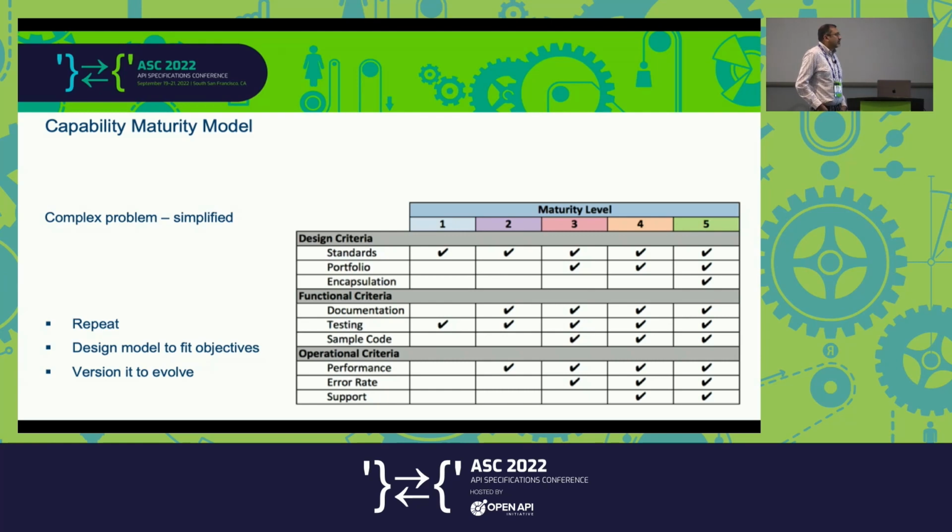So this is typically how our maturity model would look, right? So for each one of the criteria, design, functional and operational, we would have a set of, and typically you would see 15 to 30 different criteria that would show up, and they might be bucketed under things like standards, compliance, portfolio management, encapsulation, documentation, performance, SLA definition and measurement, and so on. So there could be any number of maturity levels, typically 5.